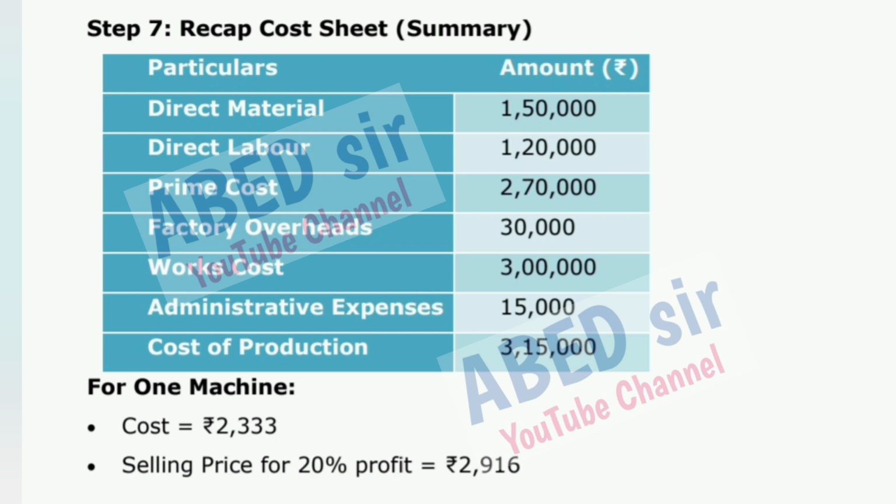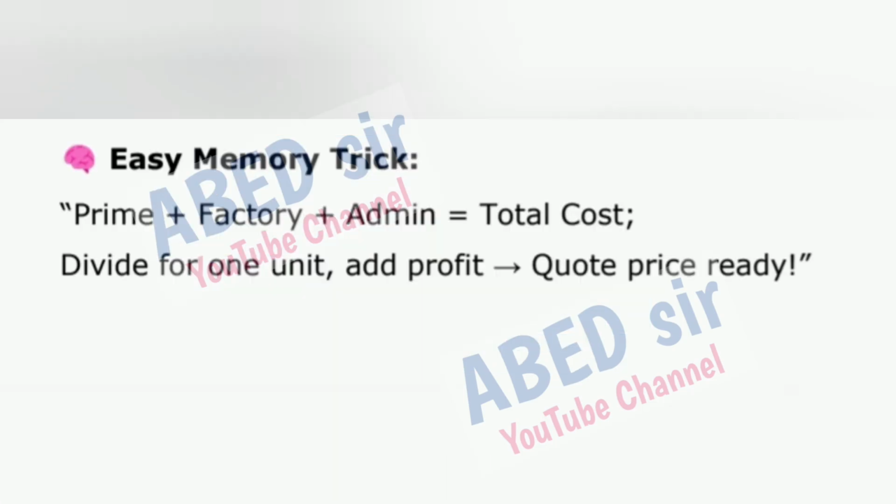For one machine, cost is equal to 2,333 rupees. Selling price for 20% profit is equal to 2,916 rupees. Easy memory trick: prime plus factory plus admin is equal to total cost. Divide for one unit, add profit, quote price ready.